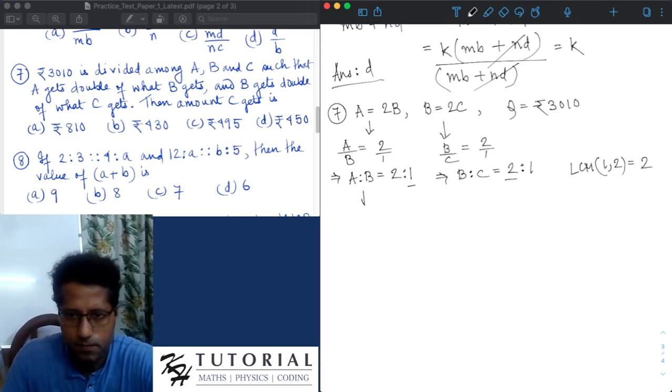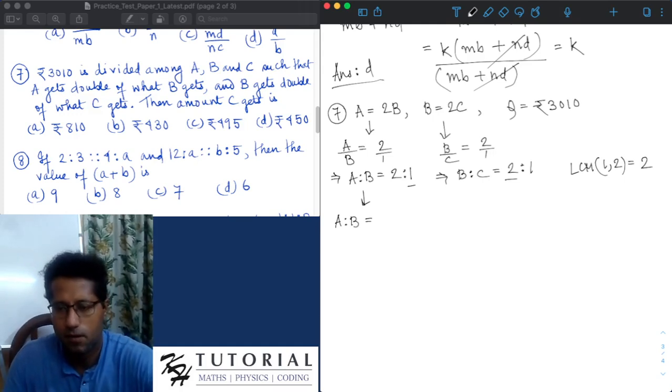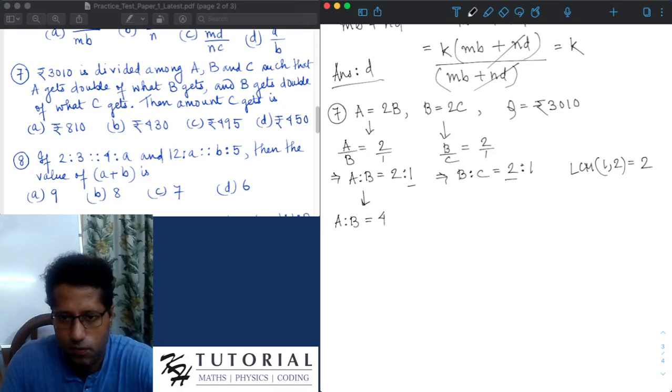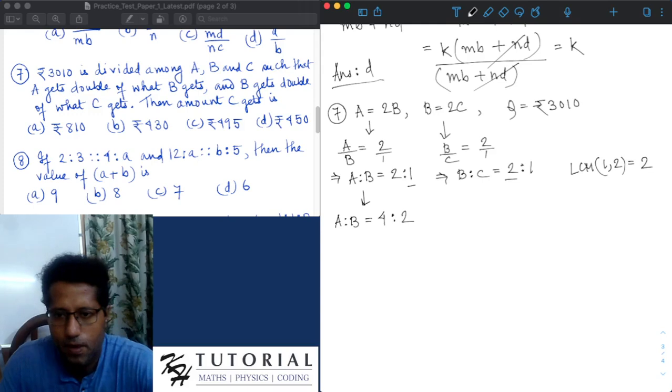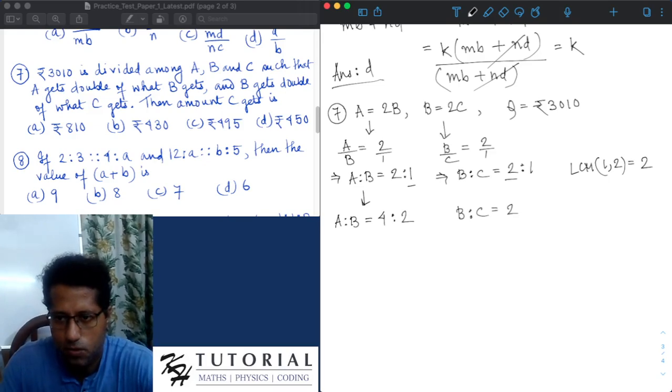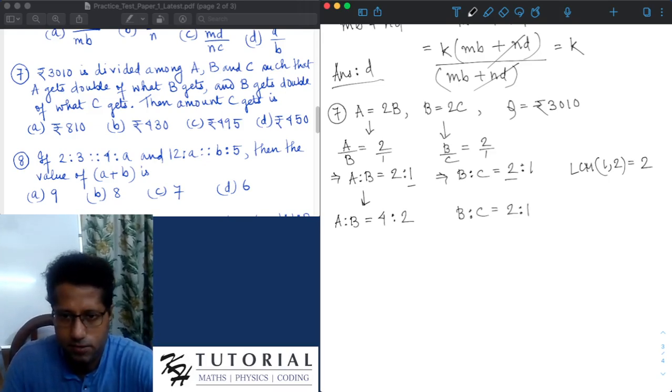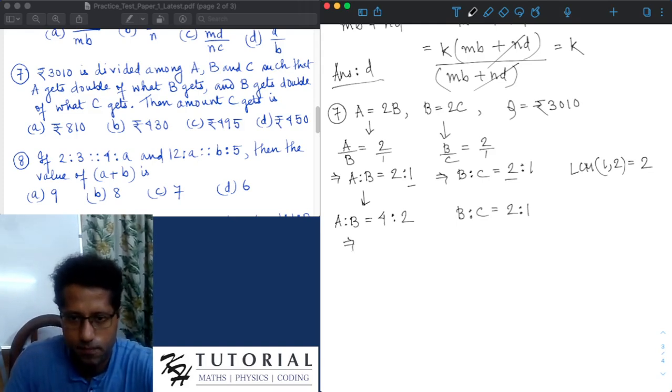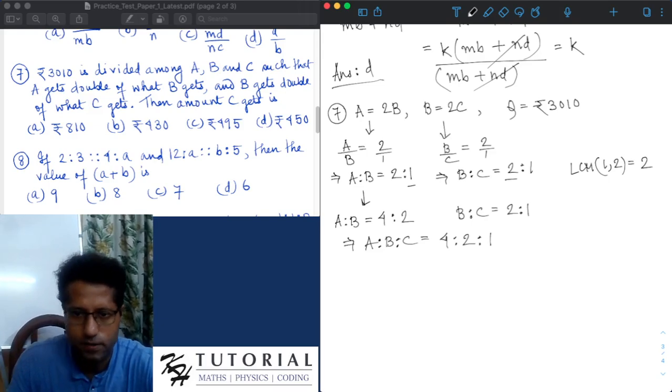So to convert this to an equivalent ratio so that the B term is 2, we will multiply both the terms with 2. So this becomes 4 is to 2, and we have B is to C equals 2 is to 1. Now from these two facts, that A is to B equals 4 is to 2 and B is to C equals 2 is to 1, we can say that A is to B is to C equals 4 is to 2 is to 1.